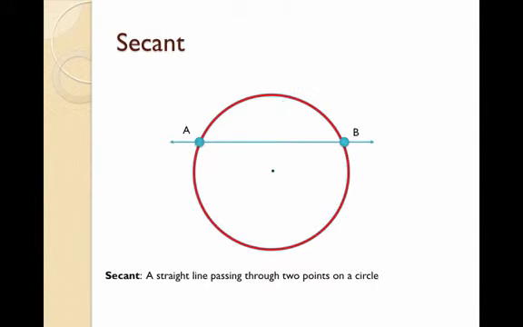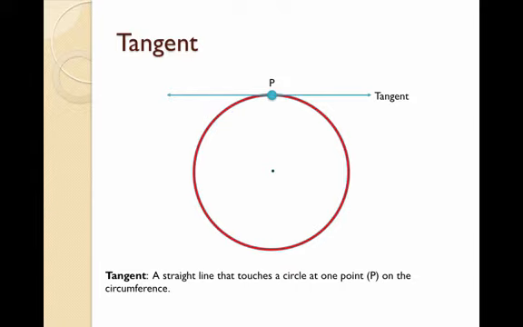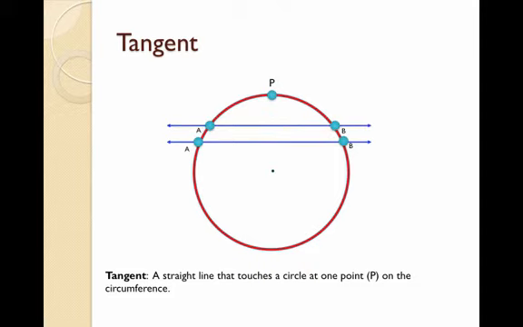A secant is a line which passes through 2 points on the circumference. A tangent is a line that only passes through 1 point. It's interesting to note that as secants get further from the center of the circle, the 2 points where they were touching, A and B, get closer together until they only touch in one spot. That's where the secant becomes a tangent.